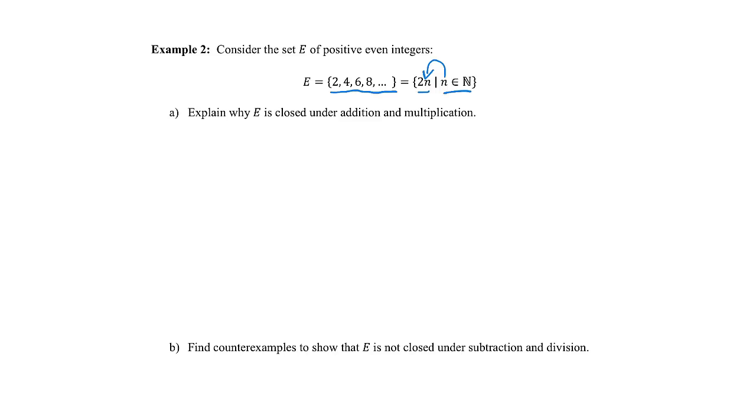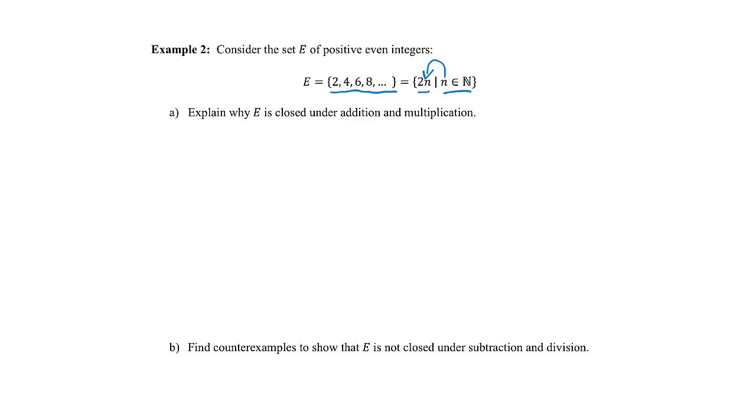So if we were to try to explain why this was closed, we would need to show that every single example, when we add or when we multiply, gives us a result that is one of the positive even integers. So we can just try some examples like 2 plus 2. Well, that will give me 4. And you could try something else like 2 plus 4. That would give me 6. Or you could try 4 plus 10.